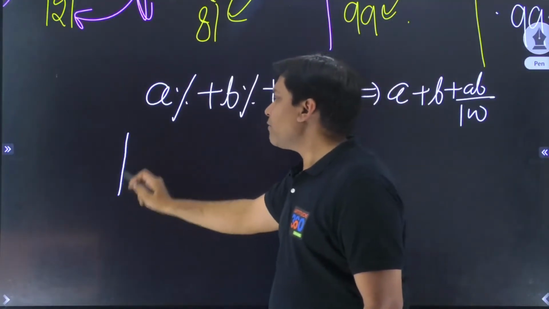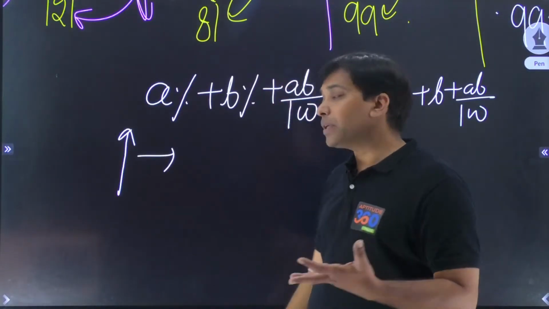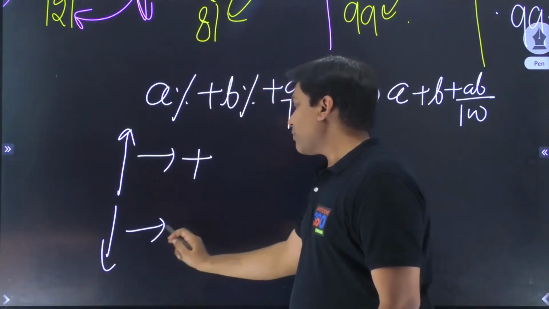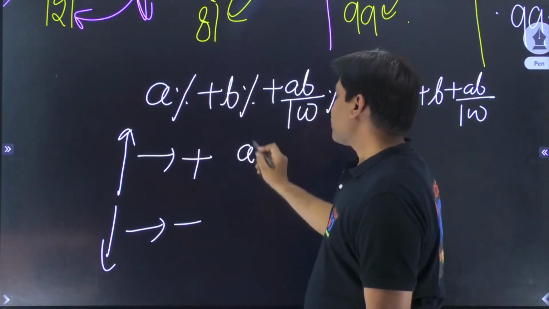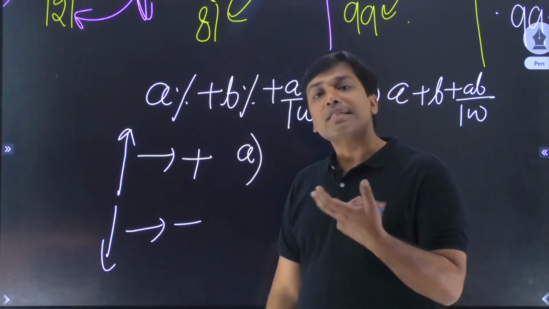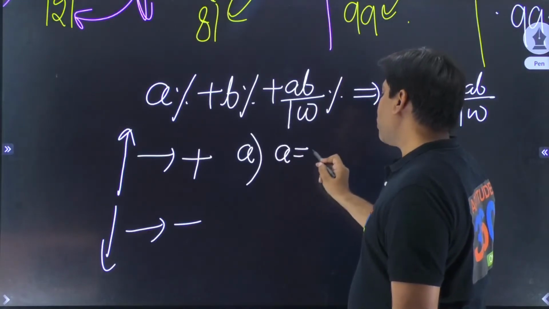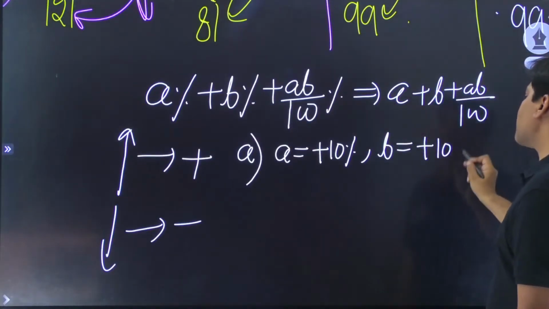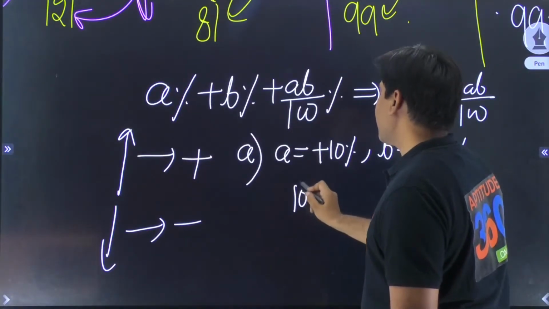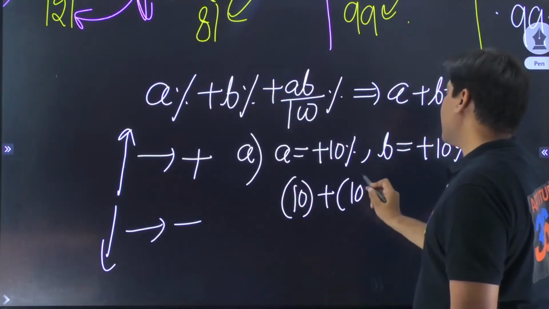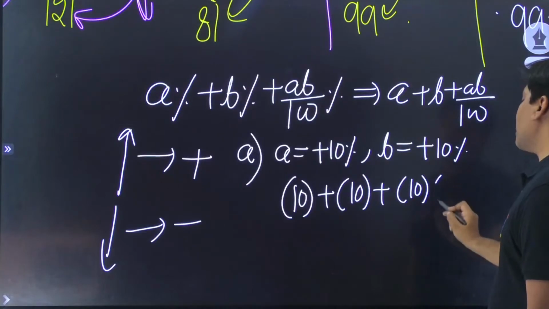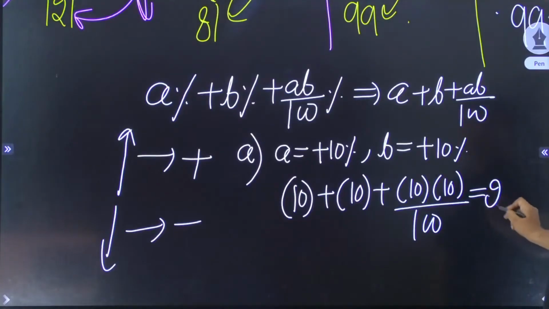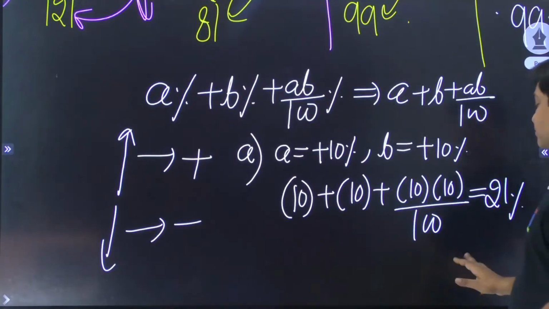What is it that I want to say? If there is an increment, the sign will have to be positive, and if there is a decrement the sign will have to be negative. Like my first problem: the village population increased by 10% in both years. So A is 10, which is plus 10. Why is it plus 10%? Because the population is increasing, and B is also 10% because it is increasing. So what is going to be A plus B plus AB upon 100? By what percent is the population increasing? This is coming out as 21%. Did you understand this?